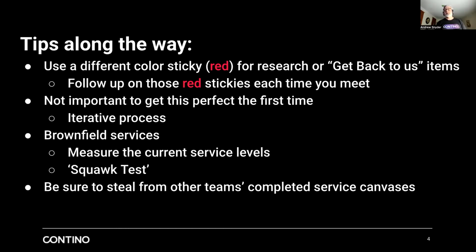For brownfield services, or those that already exist, the best thing to do is to document current service levels, look for existing metrics to get very realistic numbers out there. And then use the squawk test, meaning that if nobody's complaining, then it's most likely an acceptable level of service. However, if there are complaints, then a more aggressive target is going to need to be sought out. Lastly, don't be shy about using canvases from other teams as examples. It all feeds in and can be helpful in the process overall.